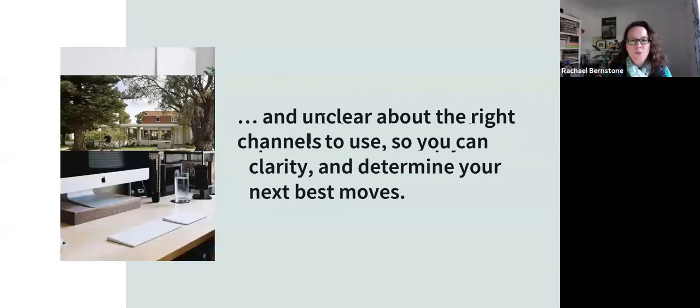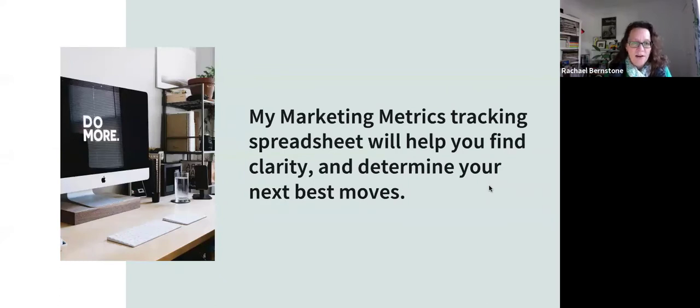But that is where this marketing metrics tracking spreadsheet is really going to provide you with a great deal of clarity, I'm hoping. So basically, I've distilled all the likely marketing channels that you might use into just the 6 key channels that I recommend that architects should use.